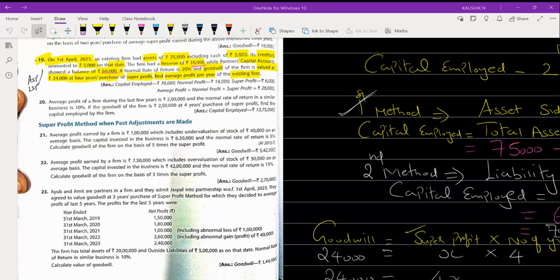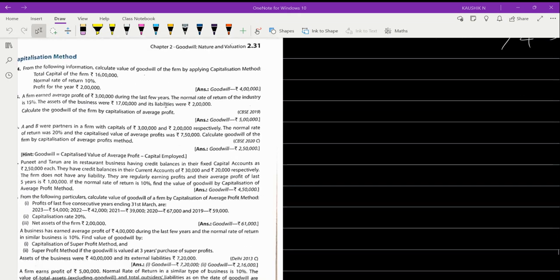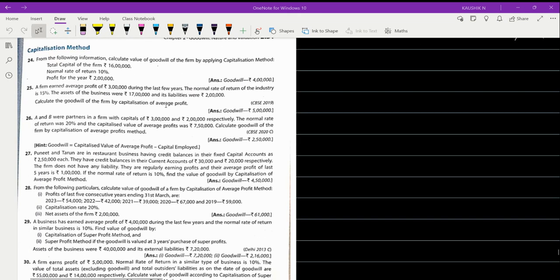Adjustment problems. So today we are going to discuss the capitalization method problems and then adjustments. It's a very easy concept. So first let us go for the capitalization method.